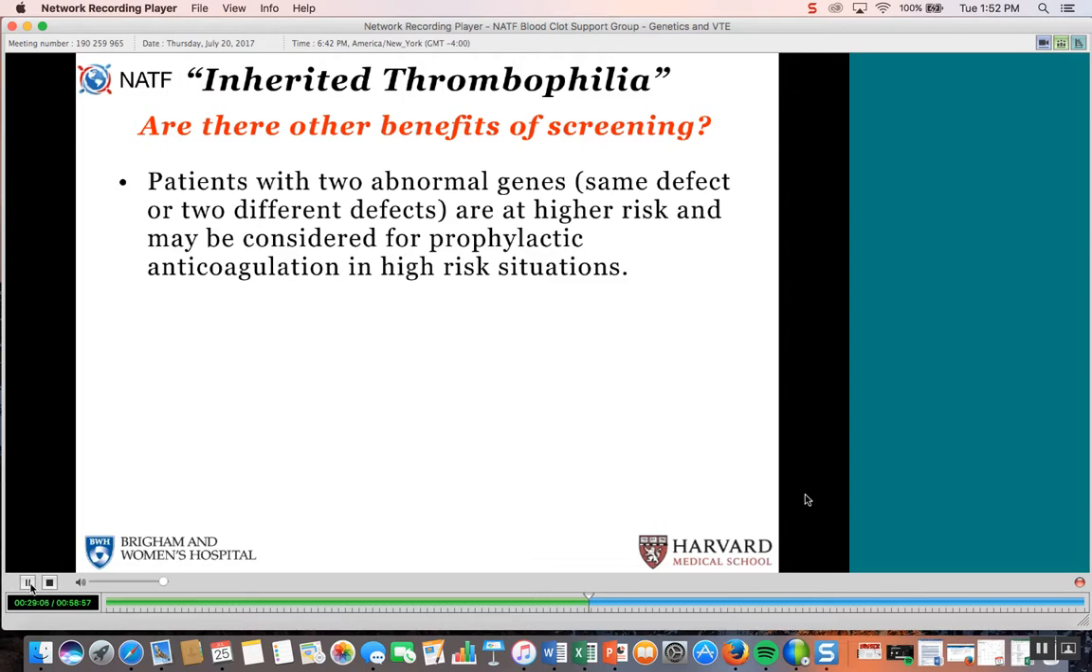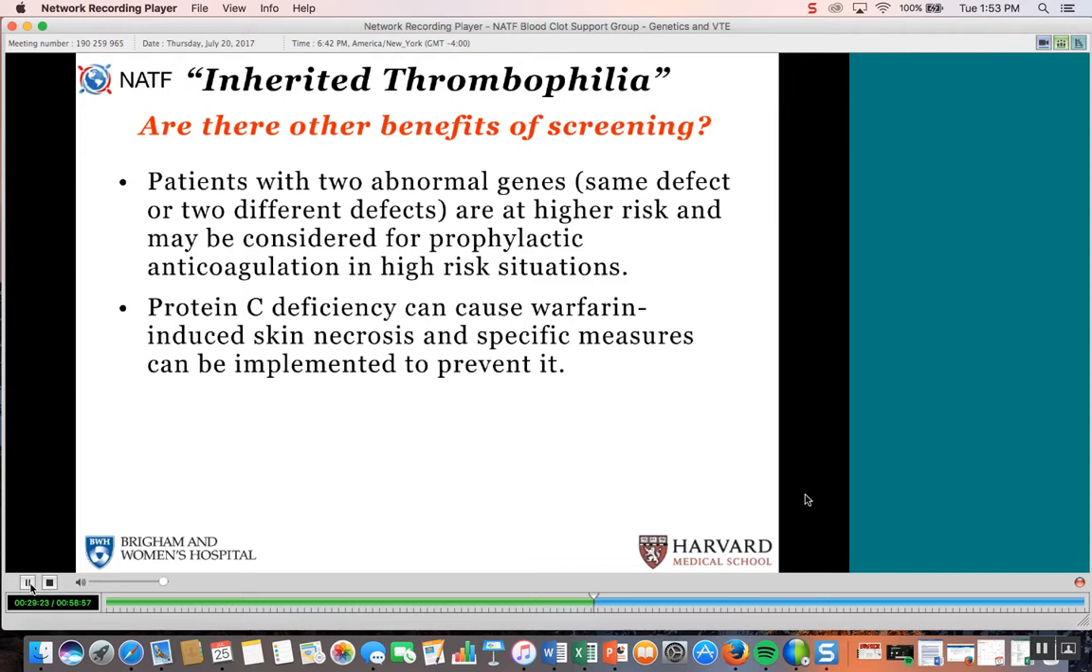In this situation, the risk of having clots is higher, and patients should be considered for prophylactic anticoagulation in high-risk situations, as I mentioned before: surgery, trauma, delivery. Also, protein C deficiency is associated with a rare but very disfiguring and possibly fatal complication of the use of warfarin as a blood thinner. And this condition is called warfarin-induced skin necrosis.